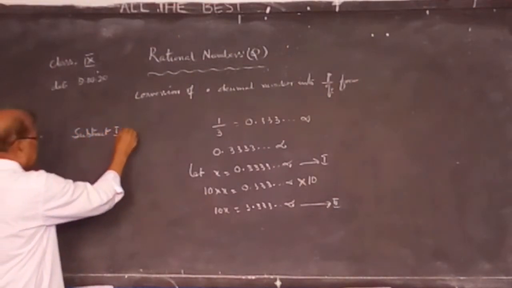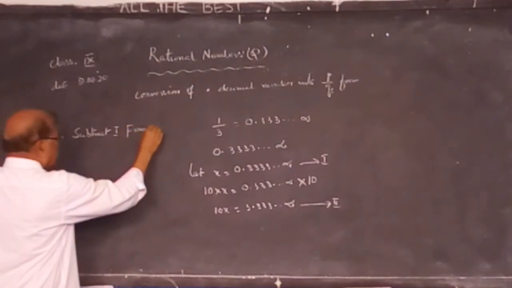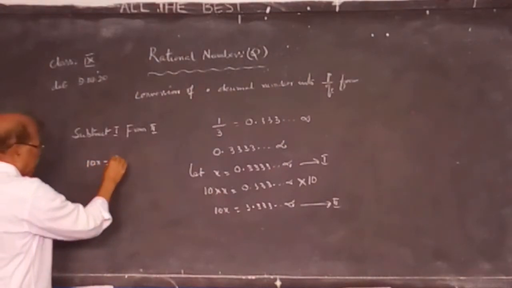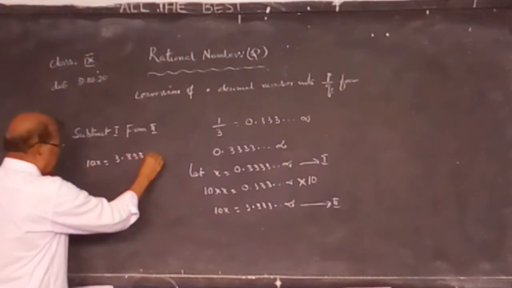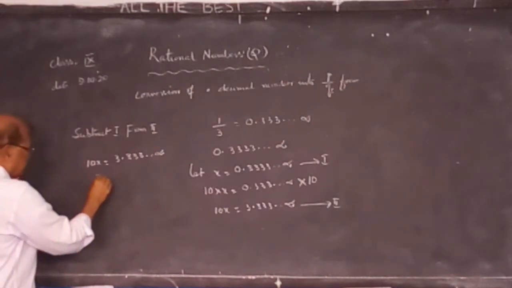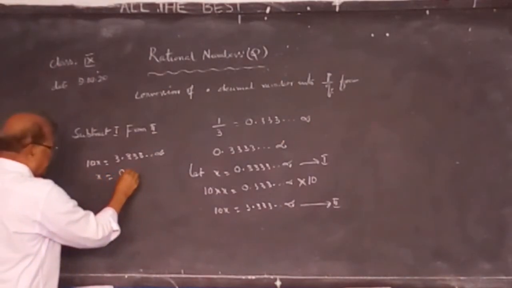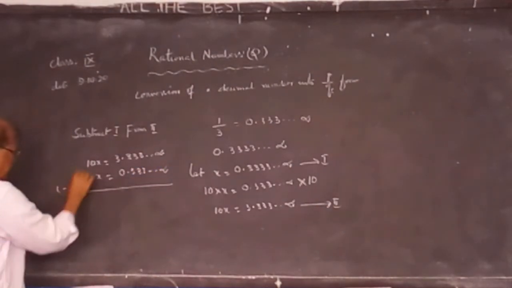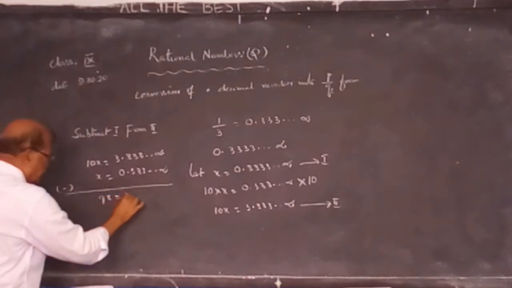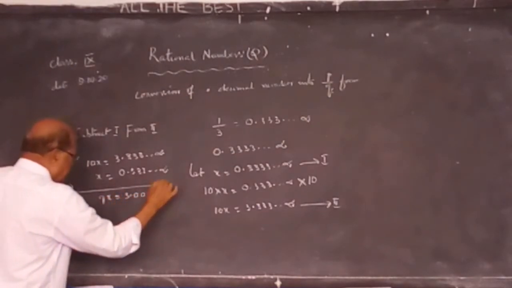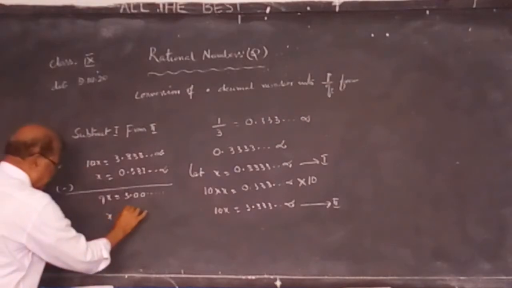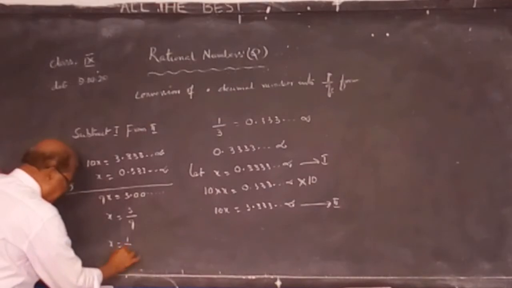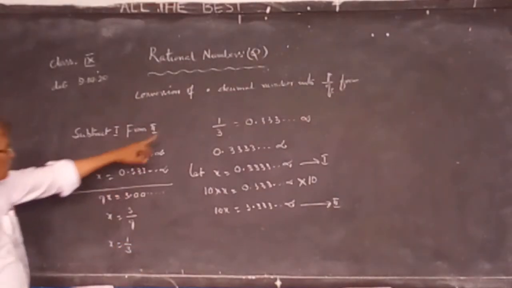Subtract 1 from 2. What we get? 10x is equal to 3.333 up to infinity. So the first one is x is equal to 0.333. Subtract, what we get? 9x is equal to 3.000. So x is equal to 3 by 9. On simplification we are getting 1 by 3.